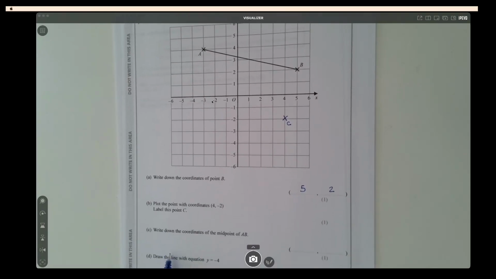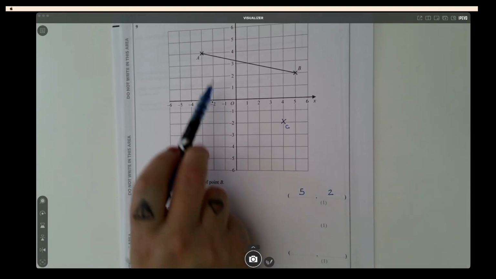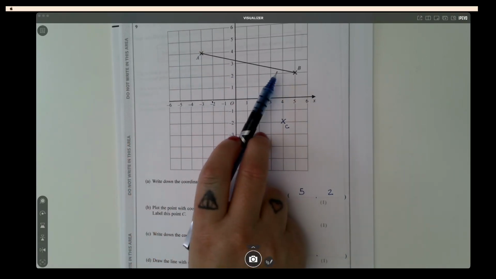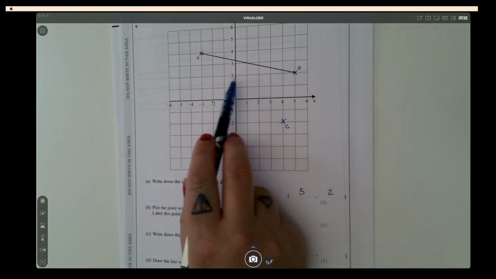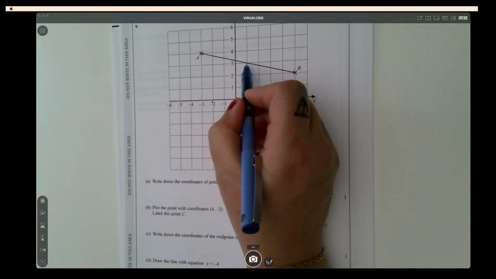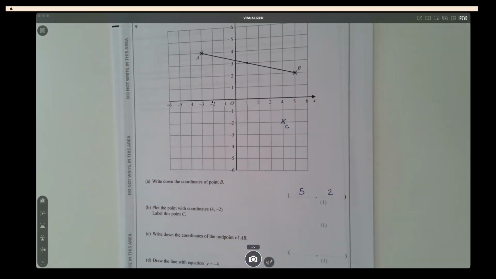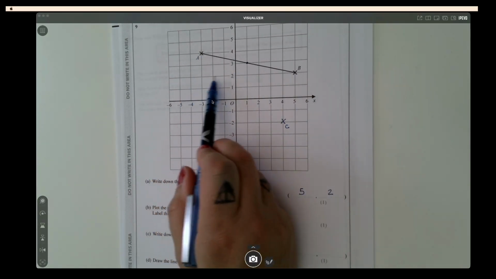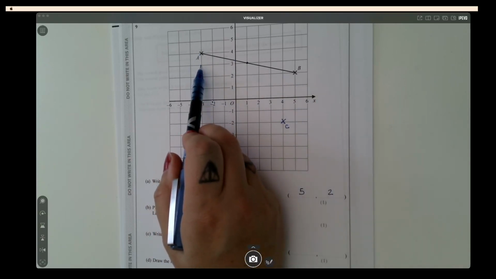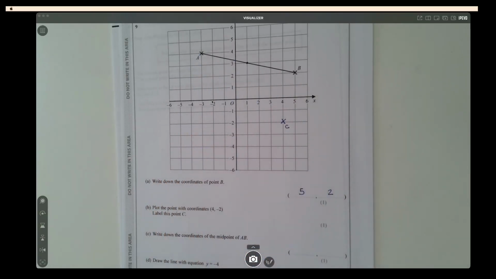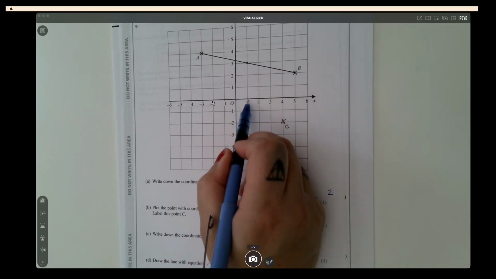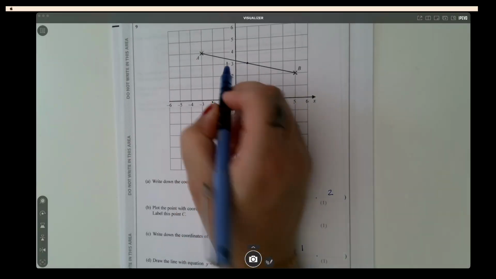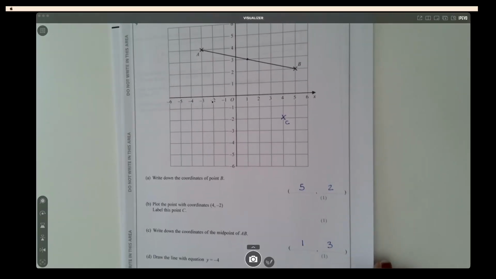Write down the coordinates of the midpoint of AB. So we're looking for the middle of the line. There's a couple of ways we can do this. This one, it seems to be pretty clear where the middle of the line is. If I wasn't sure, from A to B, it's 2 down and 8 across. If I go 1 down and 4 across, half that distance gets me to that midpoint. You can also do it calculating with the coordinates themselves. So the coordinate of the midpoint, so along the x-axis is 1, and then along the y-axis is 3.